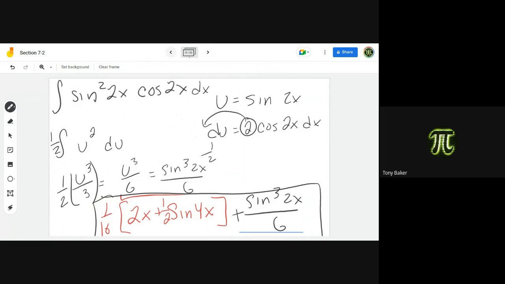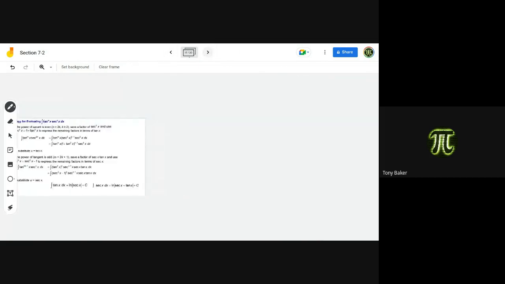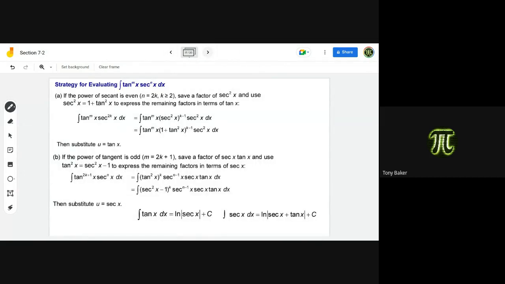Okay. We're actually not done yet. We still have one more rule we have to look at. We still have to deal with tangents and secants. So tangents and secants have two rules. They're simpler, less chaotic than the sines and cosines with both even. So you have, if secant is even, and if tangent is odd. Okay? So if secant is even, we do the first one.